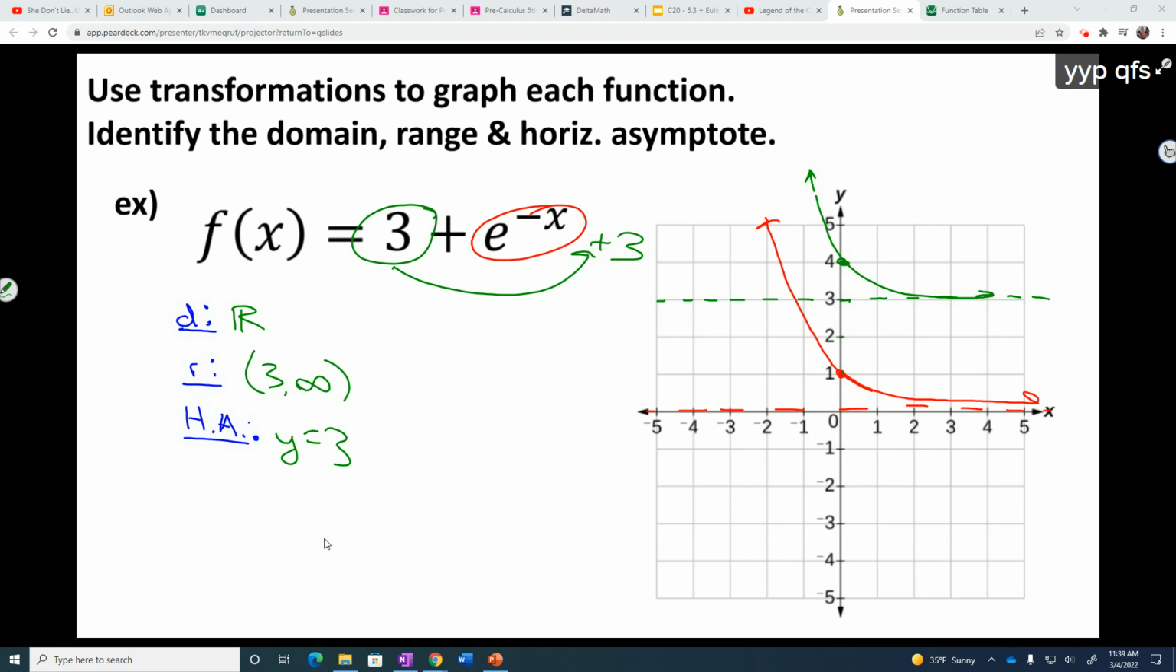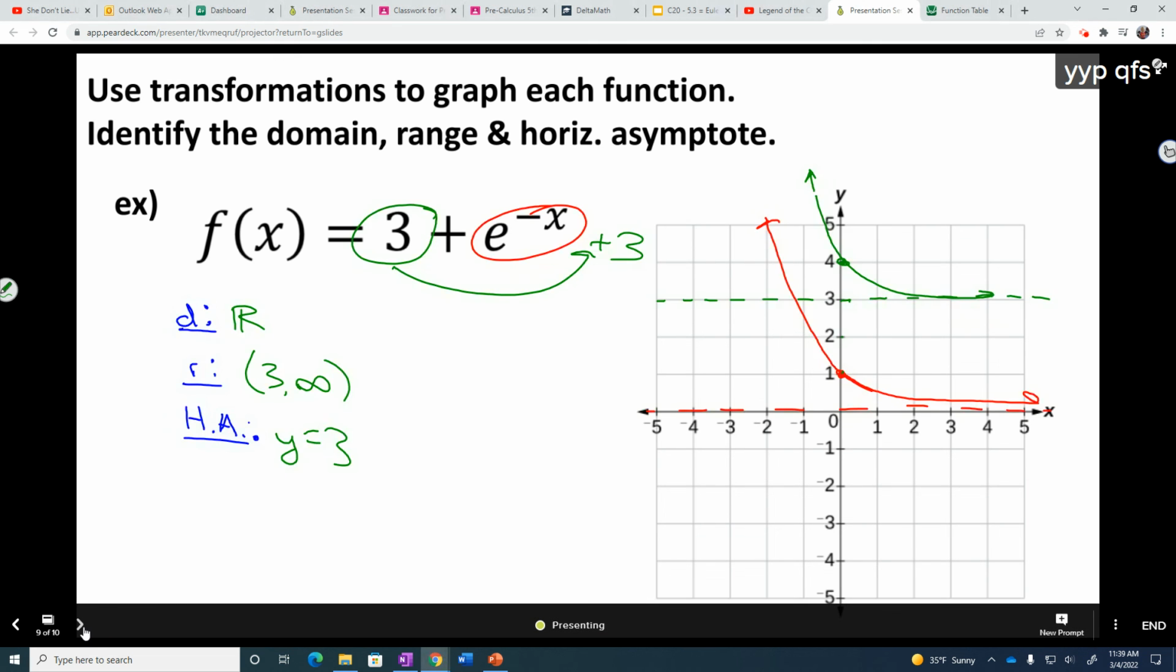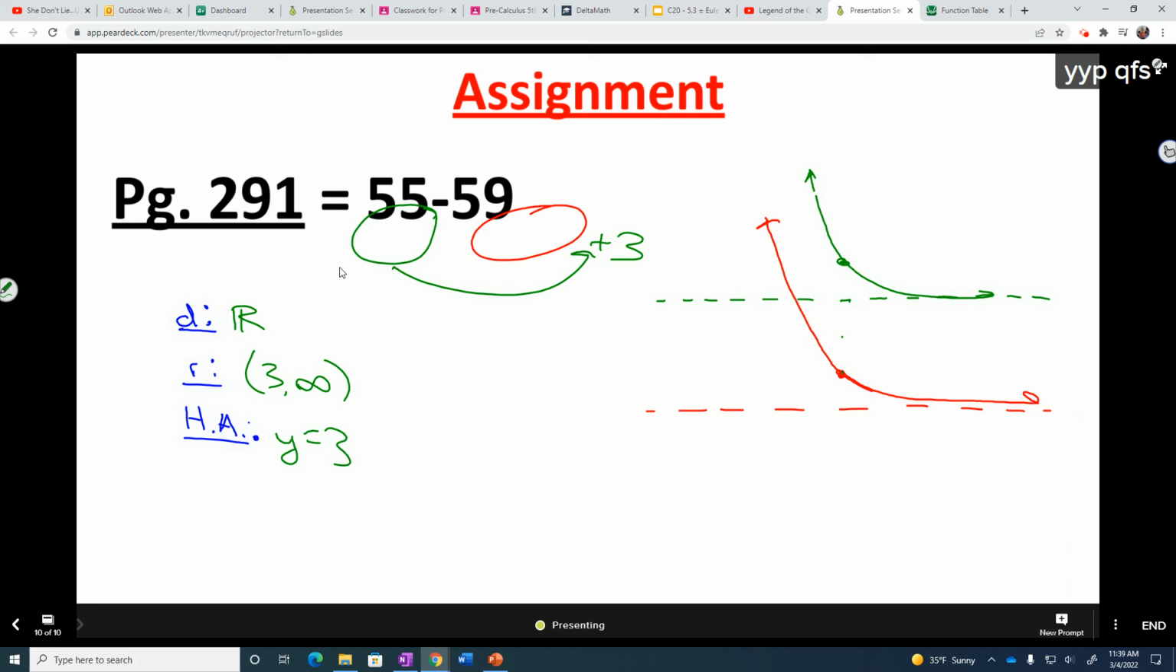Right. Guessing you can handle that? Yeah. Right. So we got 4, 5 graphing ones. Hopefully they're pretty quick.